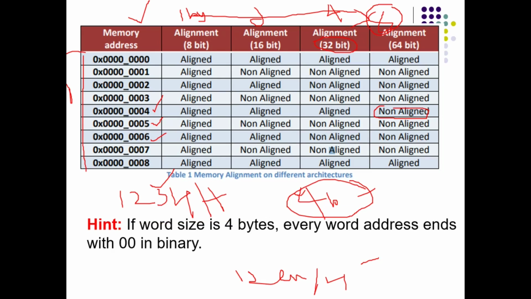Next, there is a hint given here. Those who have understood the binary number system can easily understand this. If word size is 4 bytes, every word address ends with 00 in binary. If the binary address ends that way, you consider it an aligned word, aligned memory with a word length of 4 bytes. Write that address down in binary and check this. You can derive many such things. Okay, this is just an example.